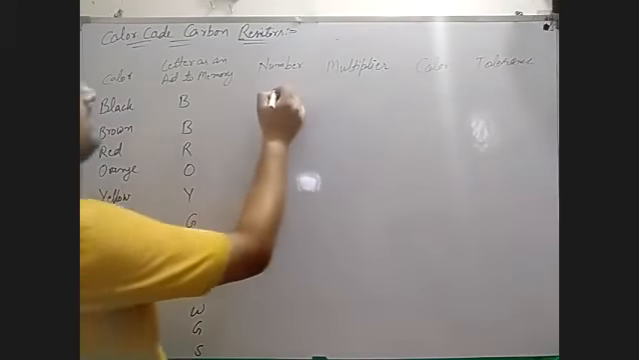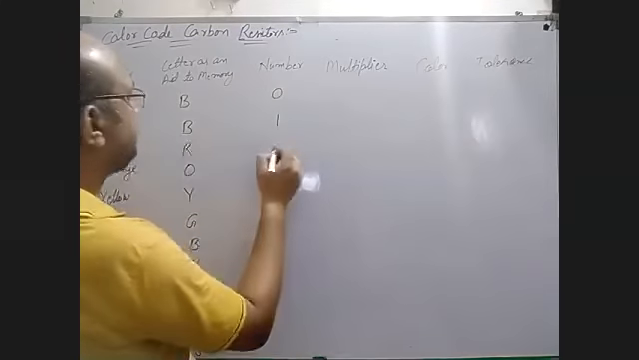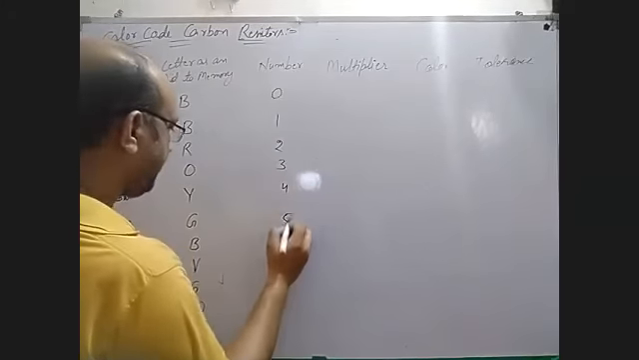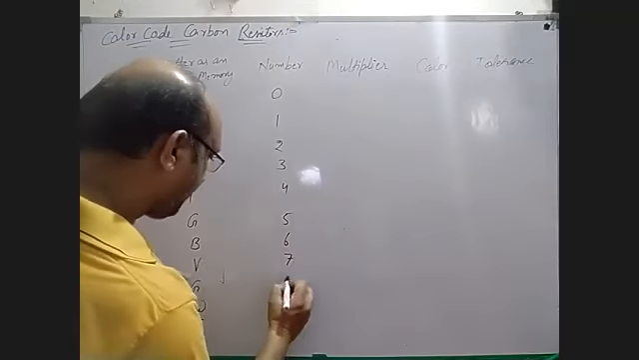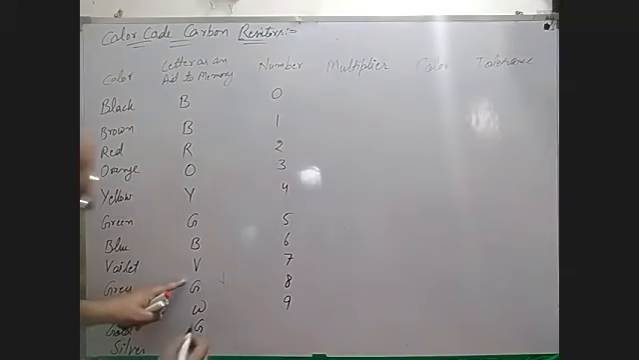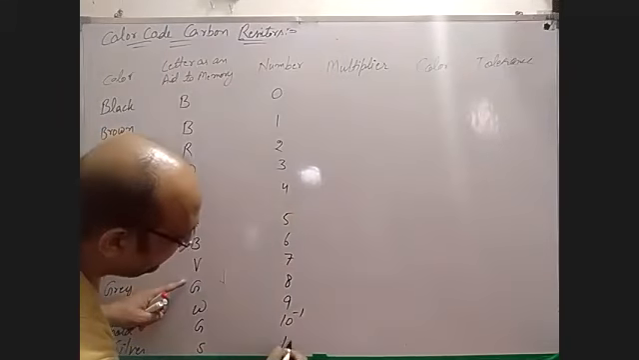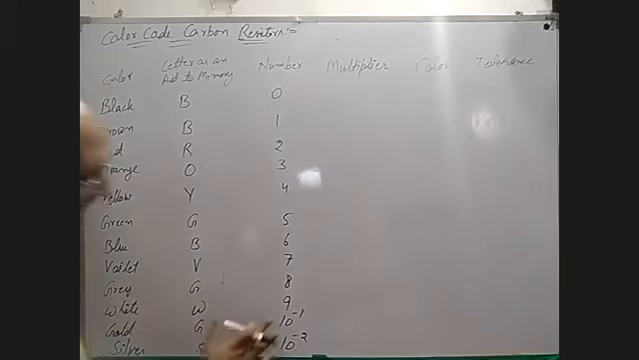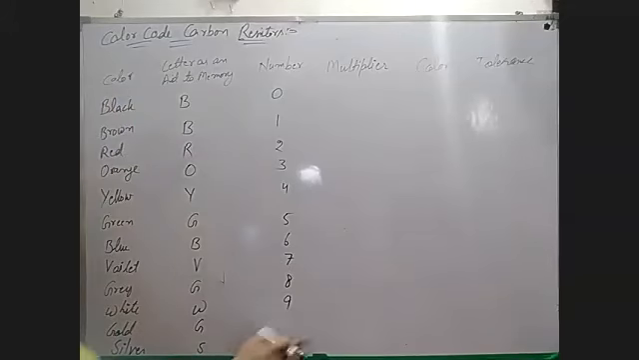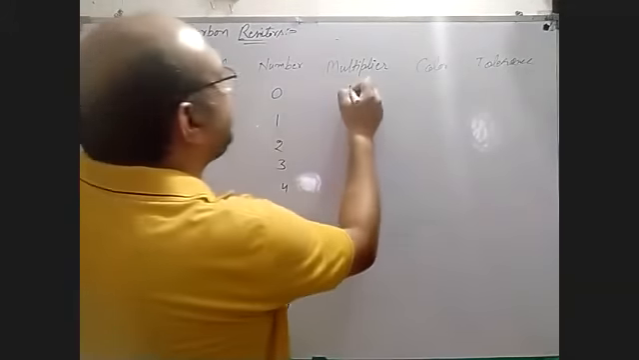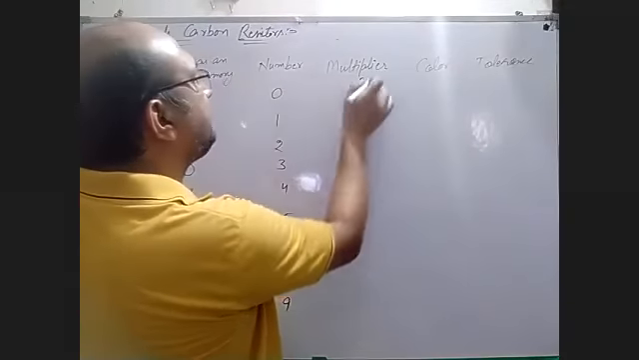Now, number. In number, you have to take the counting 0, 1, 2, 3, 4, 5, 6, 7, 8, 9. Sorry, in the multiplier, gold and silver you have to take, not in number. In the multiplier, you have to take the power of 10, 10 raised to the power.